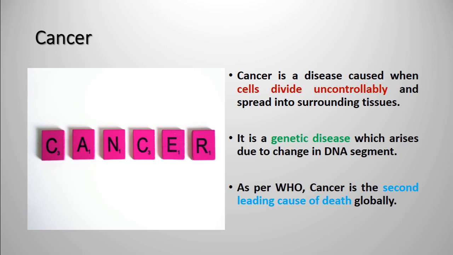Cancerous cells have the property to move from one place to another. This is known as metastasis. This disease arises due to changes in DNA segments called genes. Hence, this is called a genetic disease.